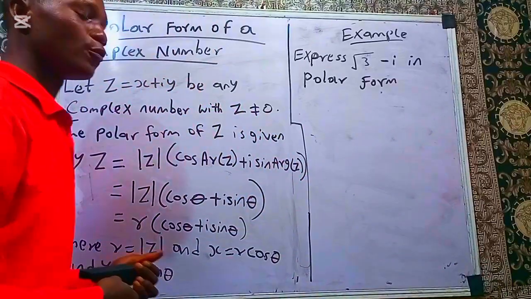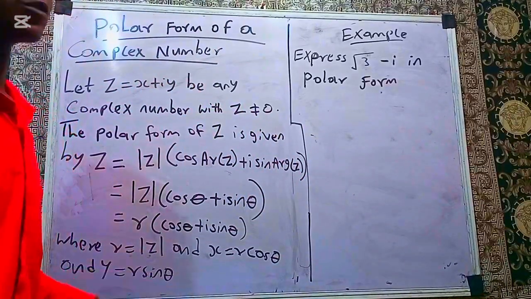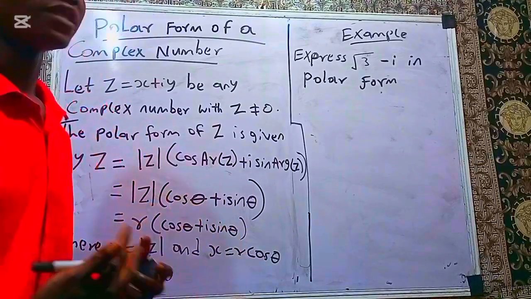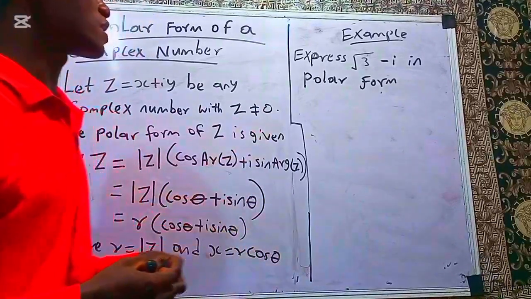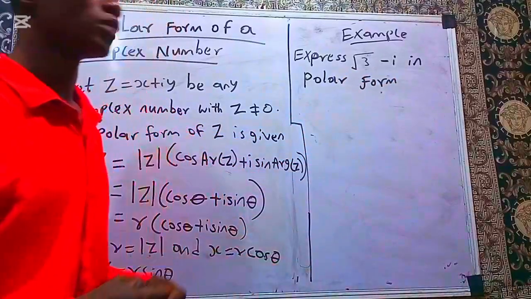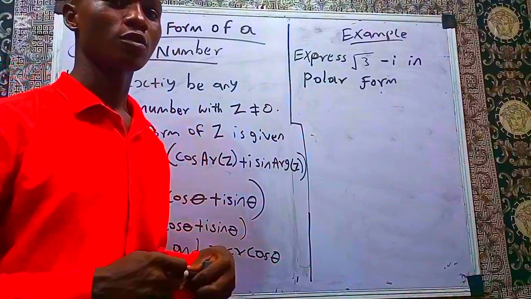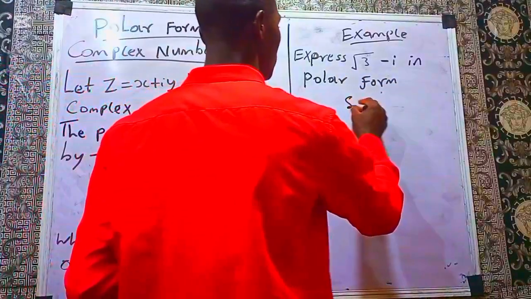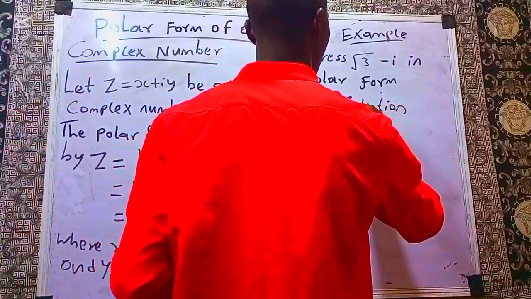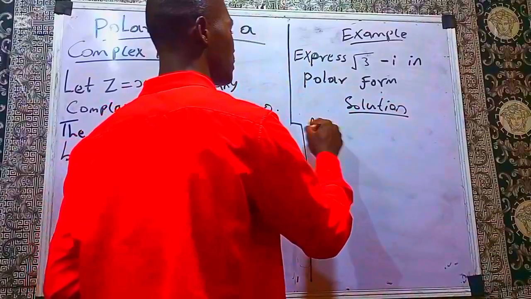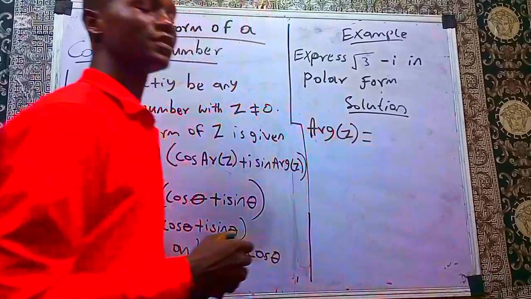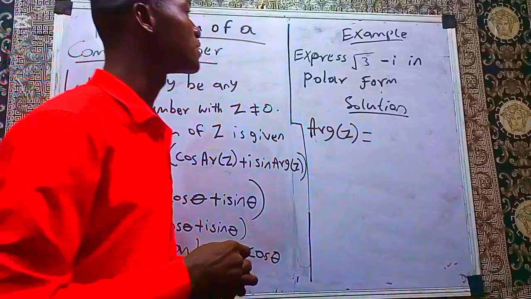So with this, we can find the polar form of some complex numbers. We already know how to get the principal argument of any complex number. Looking at this question, they say express square root of 3 minus i in polar form. So we want to express this complex number in polar form. Solution. Now let's find first of all the principal argument of this complex number.